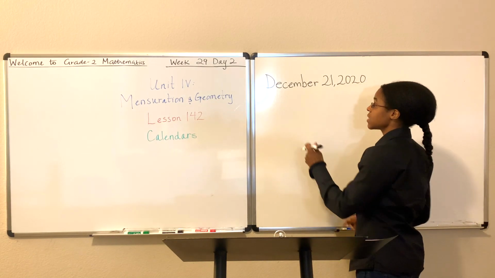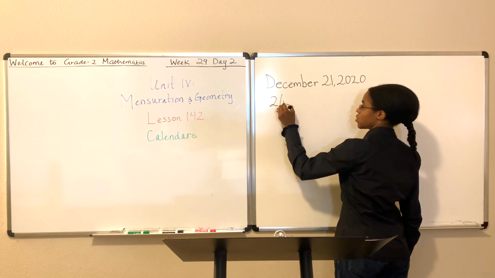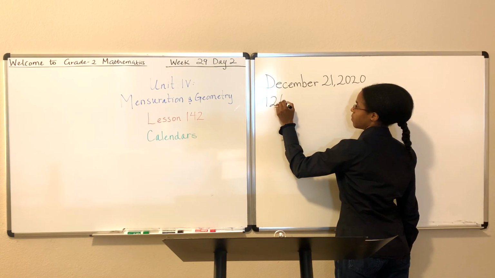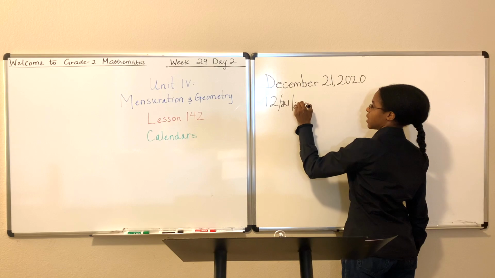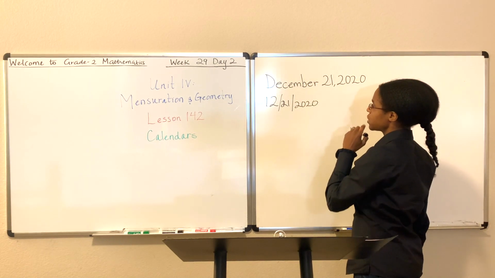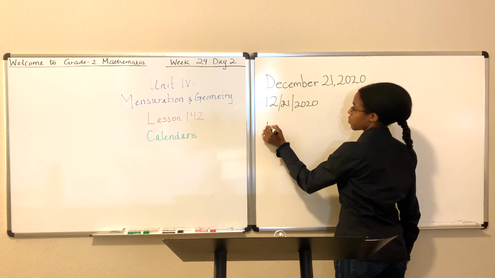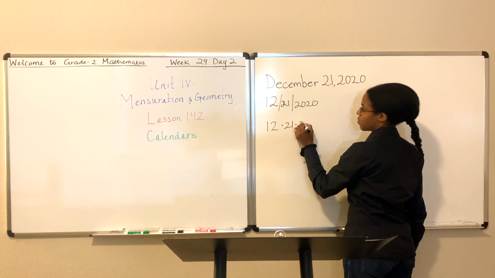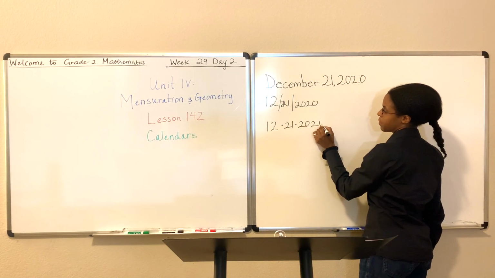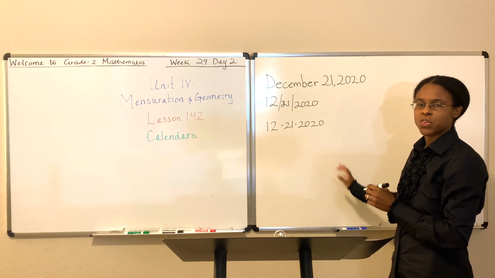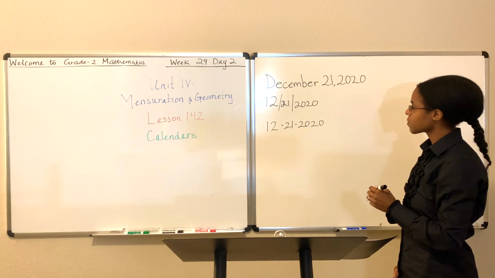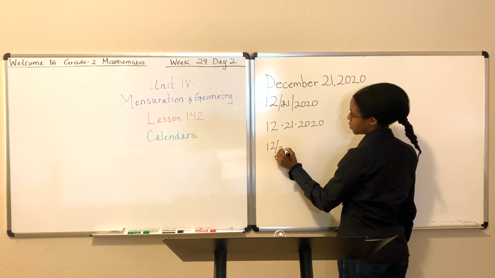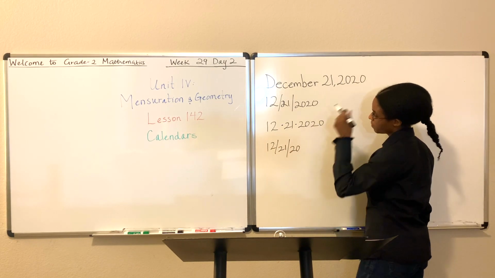Another way you can write this date is 12, 21, 2020. What's a third way you can write this date? You could just say 12, 21, 20, or even 2020. Can you think of another way you could potentially write this date? Yeah, you could just say 12/21, and you could just say 20 instead of 2020.